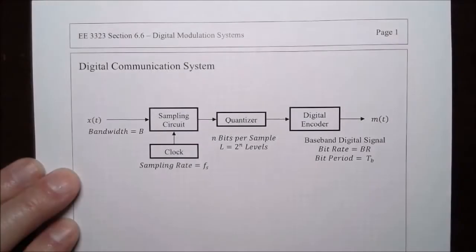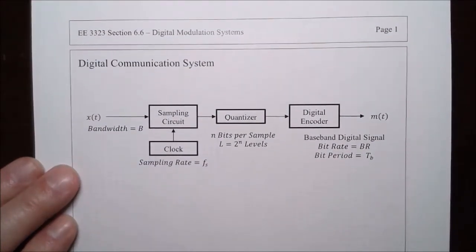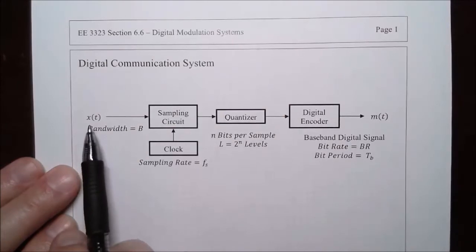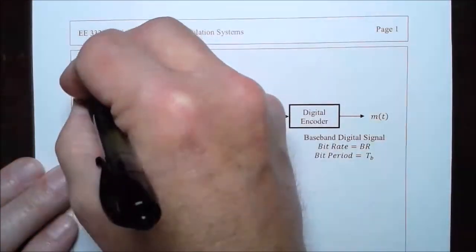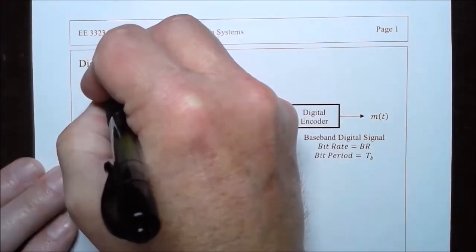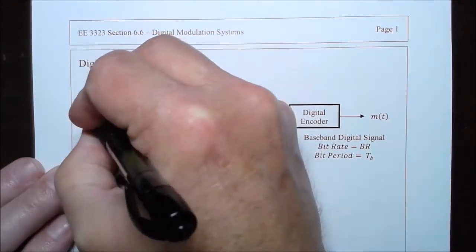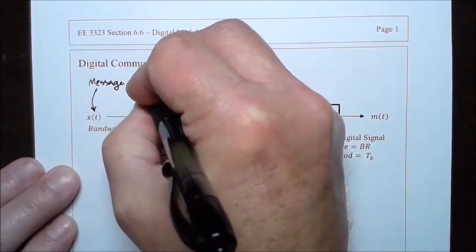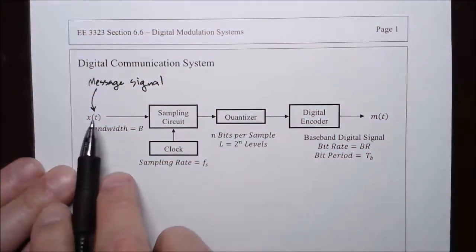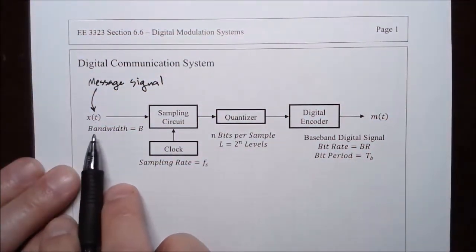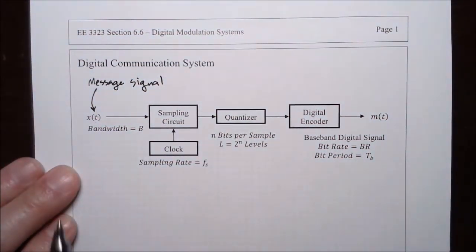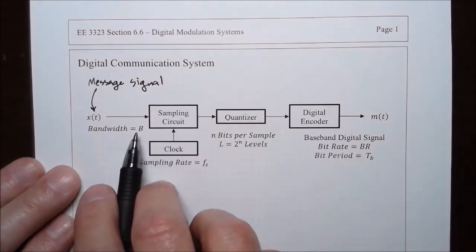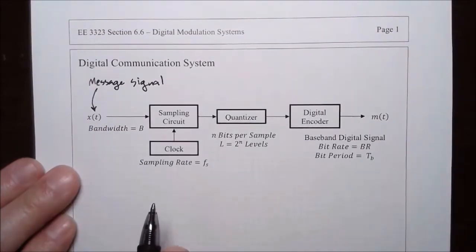It's time to extend our discussion of digital communication systems a little bit more. We start with a message signal, x of t. This is a continuous analog signal with a bandwidth b. b is the highest frequency component in x of t.